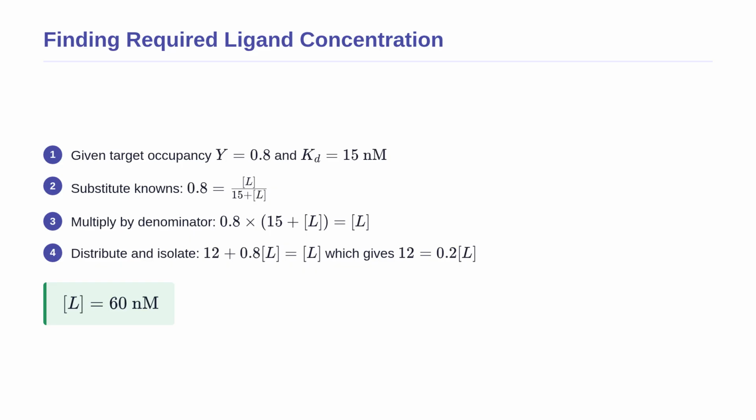We start with our standard fractional occupancy equation, substituting 0.8 for Y and 15 for Kd. To solve this, we multiply both sides by the denominator, giving us 12 plus 0.8L equals L. Subtracting 0.8L from one full L leaves 0.2L. Dividing 12 by 0.2 gives us 60. The scientist must administer a drug concentration of 60 nanomolar.